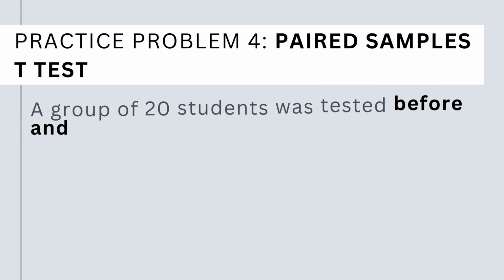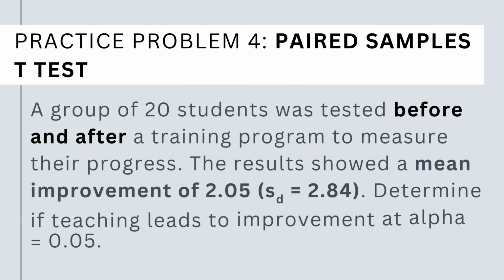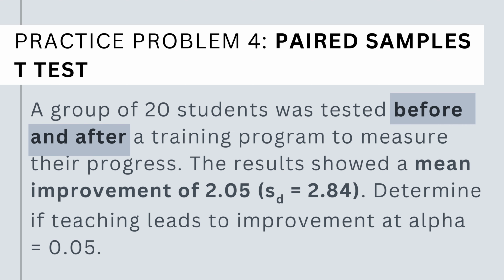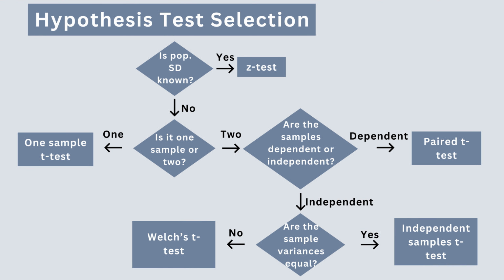A group of 20 students was tested before and after a training program to measure their progress. The results showed a mean improvement of 2.05, with a standard deviation of 2.84. In this case, since we are measuring student performance before and after the program, that is, outcomes from the same subjects are measured twice, this is a paired or dependent sample design. Therefore, we will conduct a paired samples t-test to determine if the training program leads to a statistically significant improvement in scores.